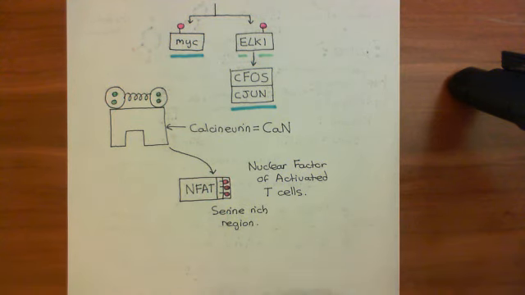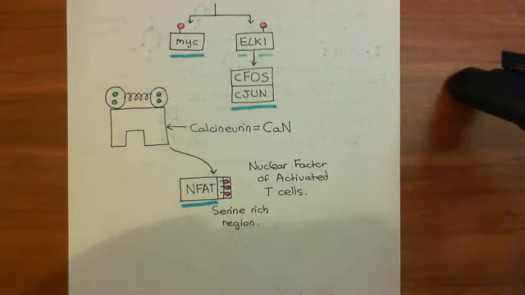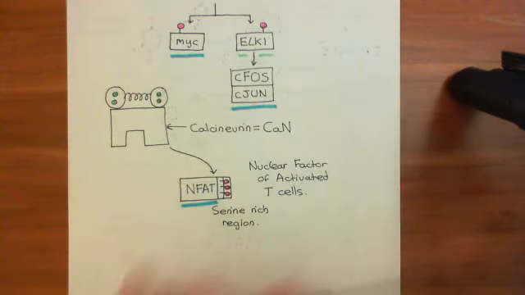So now we've got our final transcription factor, the nuclear factor of activated T cells. We've now collected 4 or 5 transcription factors. We've got the nuclear factor of activated T cells, we've got c-Fos and c-Jun heterodimers, we've got MYC, we've got the mammalian target of rapamycin complex 1, and we've also got ELK1 up here. In the next video we'll discuss what these 5 transcription factors are going to do.